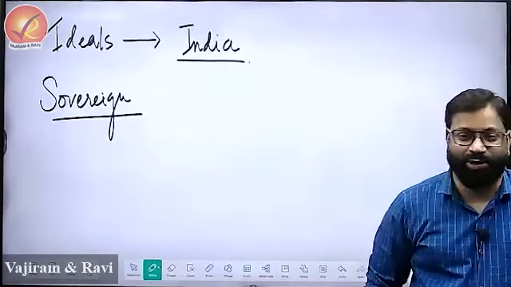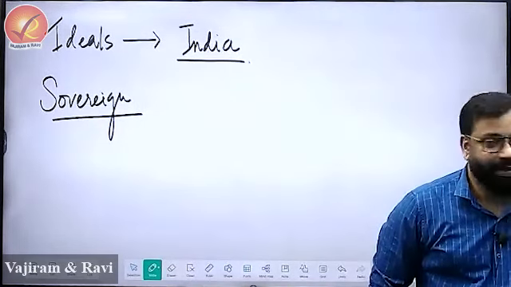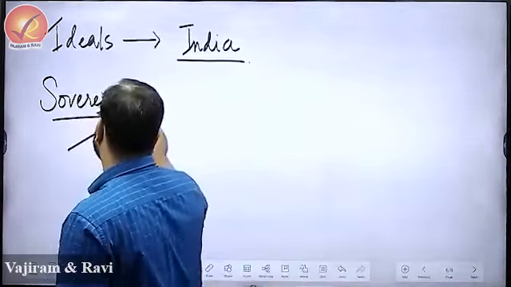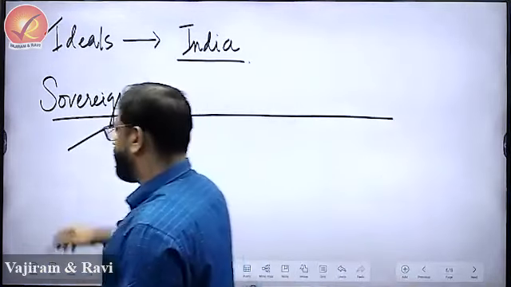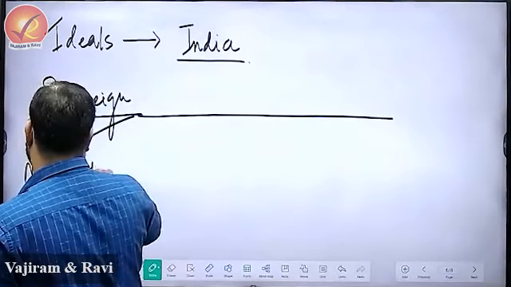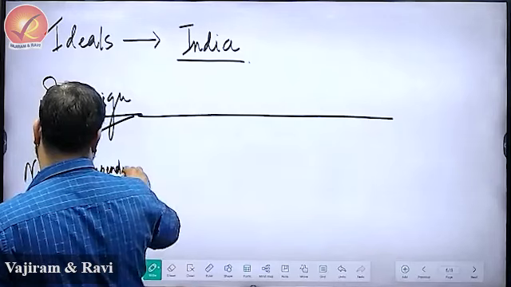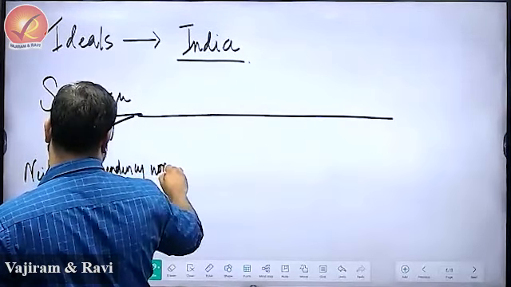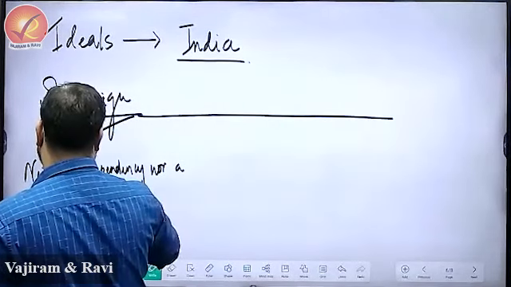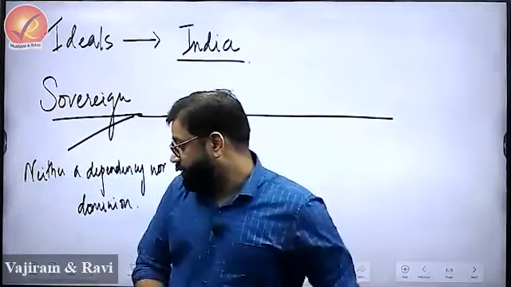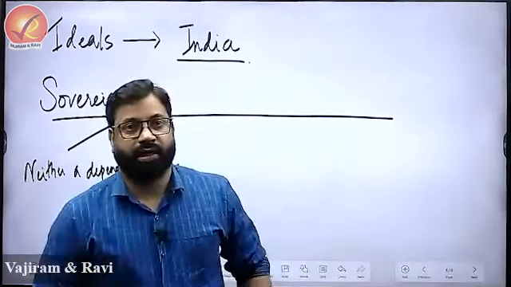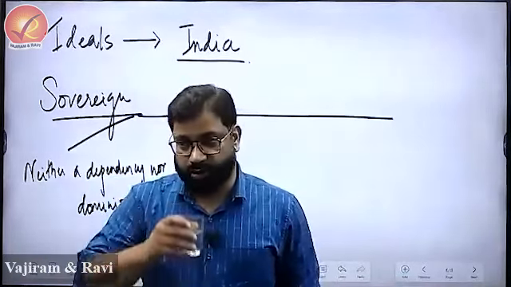This is what happens when you rote-learn the book. Please write. There are two definitions of sovereignty. One is when a country is neither a dependency nor a dominion. When a country is neither a dependency nor a dominion, that country is called a sovereign country.